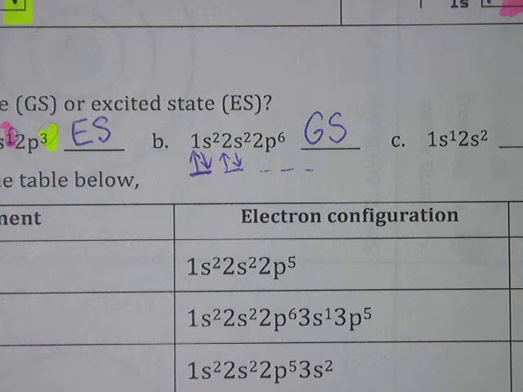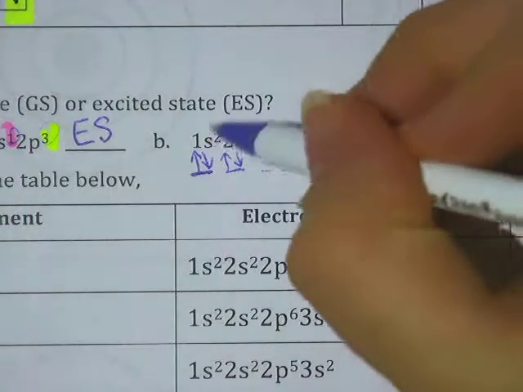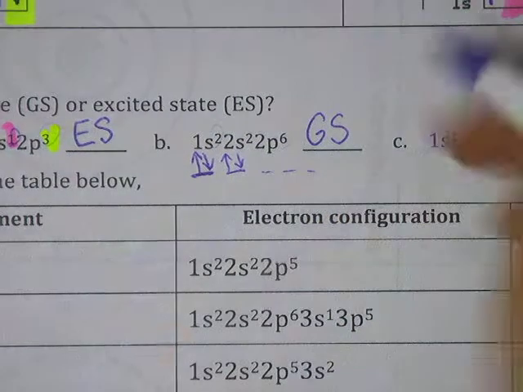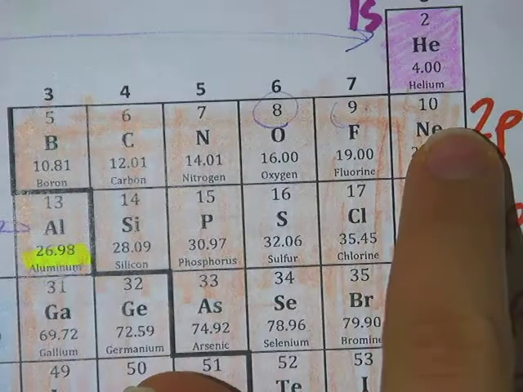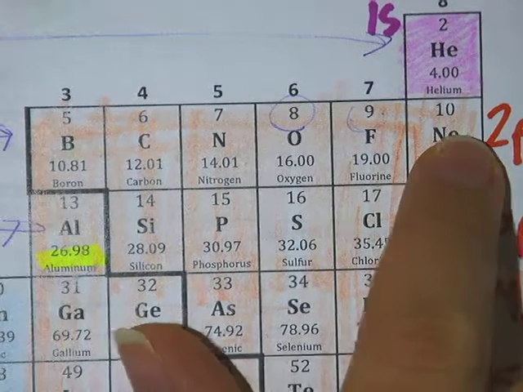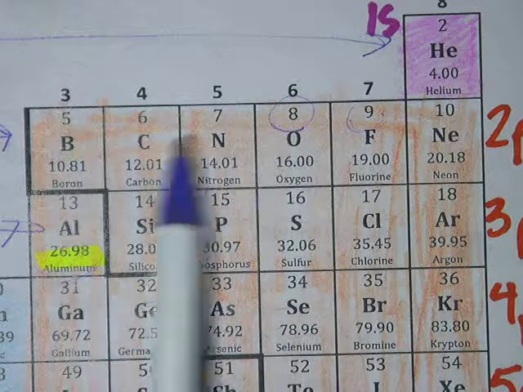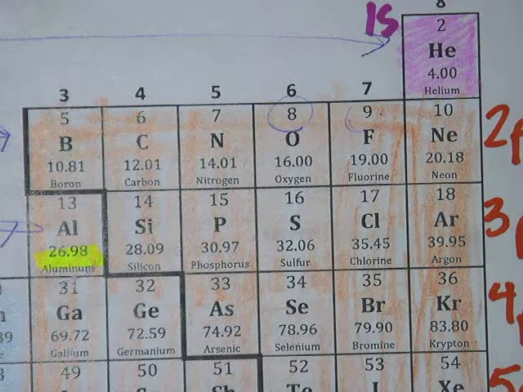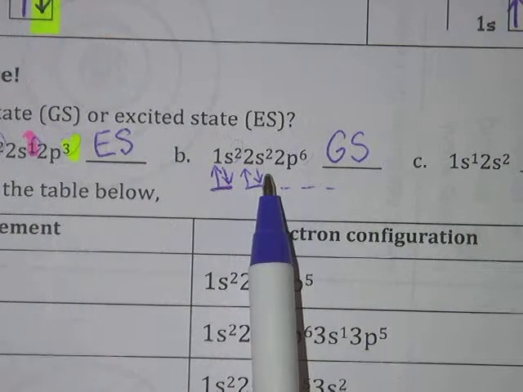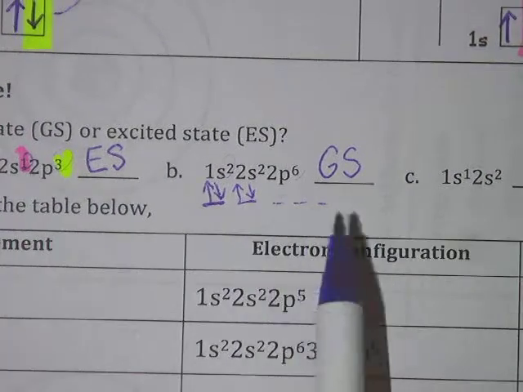And a way you could double check that again is you could add up all these electrons. 2 plus 2 is 4, plus 6 is 10. Go check element number 10, neon. It is in the 2p section, and it is number 1, 2, 3, 4, 5, 6. So this is correct for neon. This must be the ground state.